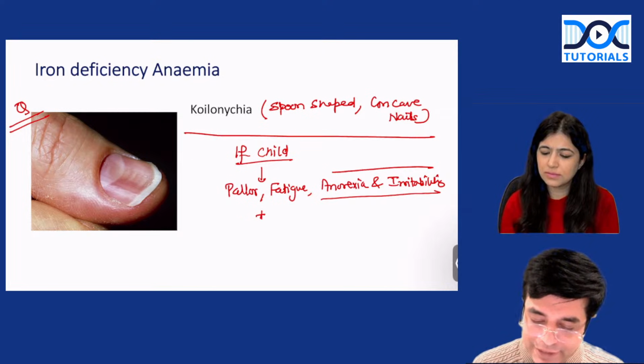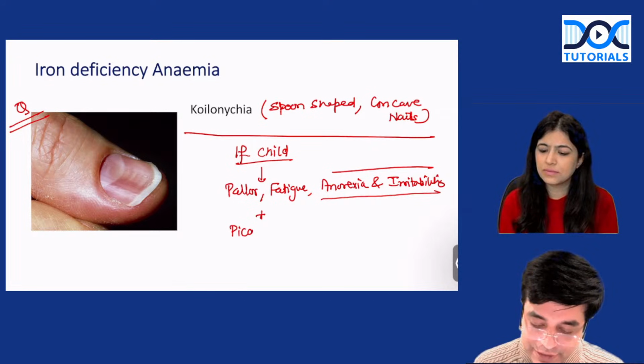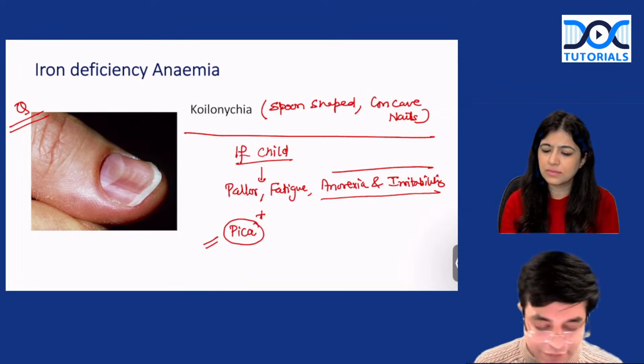Plus, these children will have tendency to eat non-edible substances like pica. So pica will be there.